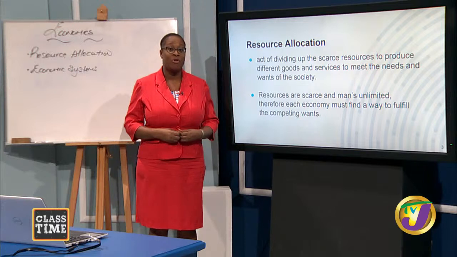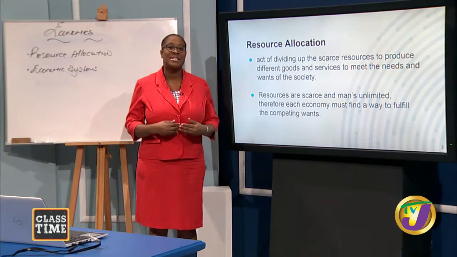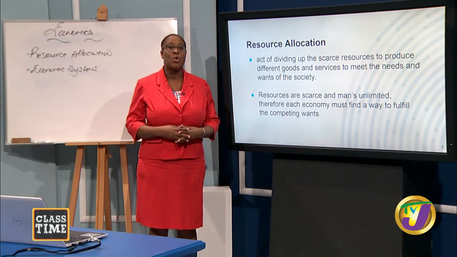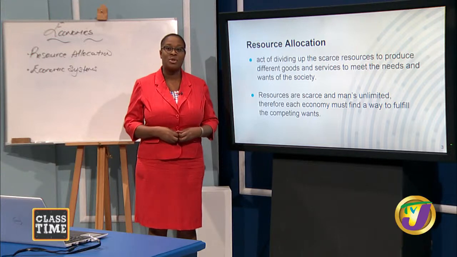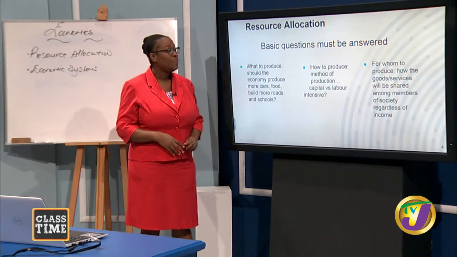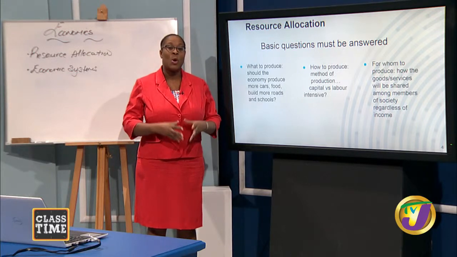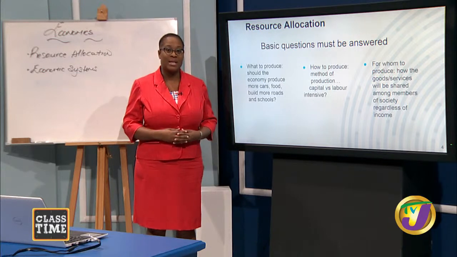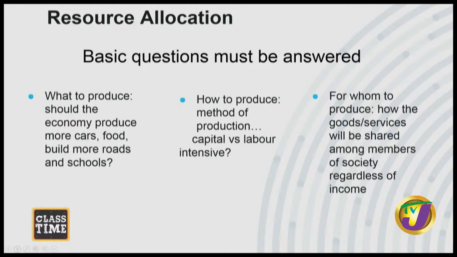Now, remember we said before that resources are scarce and the wants and needs of the society are infinite. That means they are unlimited. And so a government, a society must decide how they are going to divide the resources that are available to meet these competing wants. Again, we have mentioned this before, but it comes into play here again. We have our resources. They are limited. And so as a society, we must answer these three basic questions.